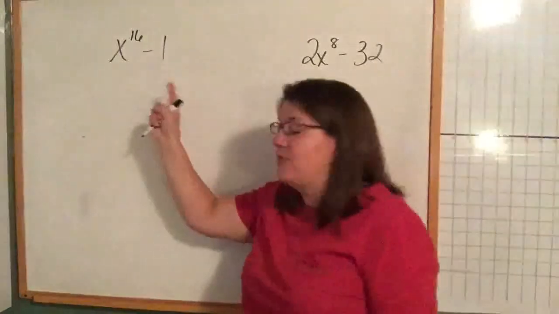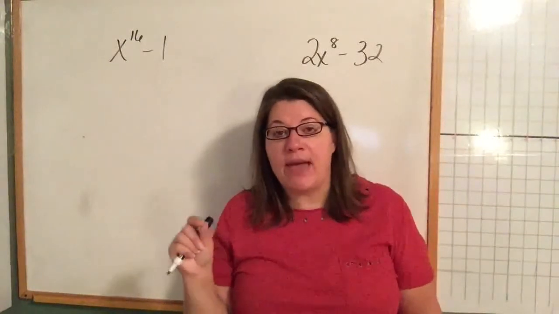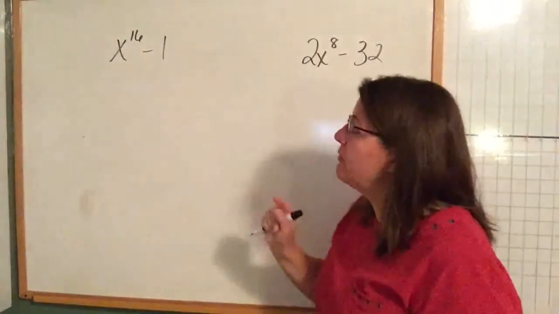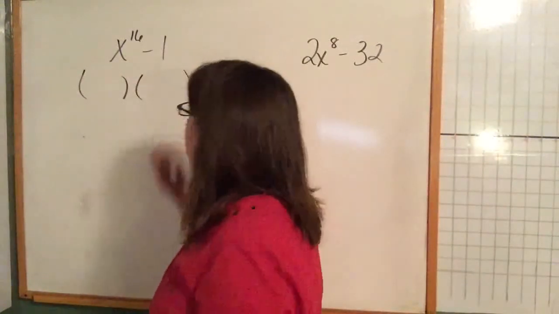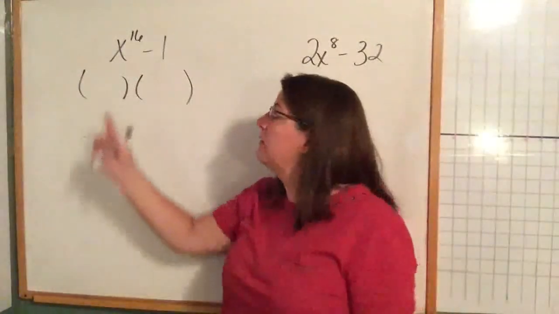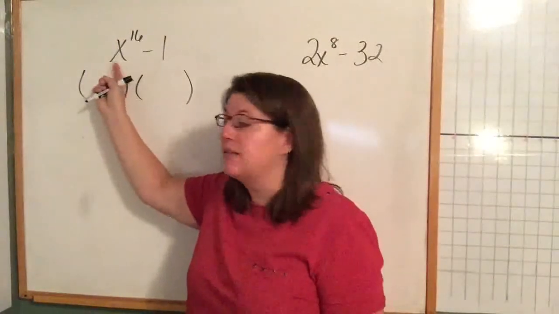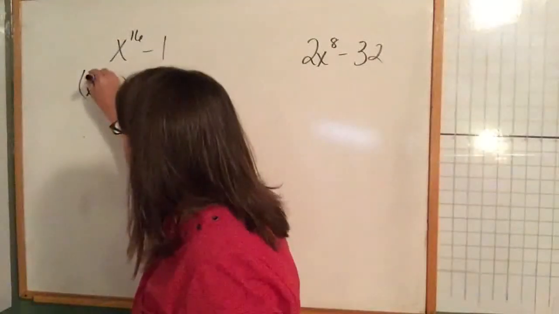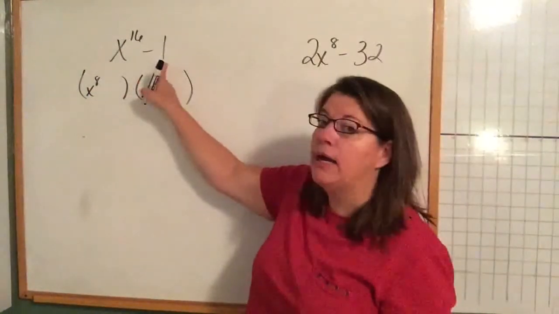So if I'm going to factor this completely, remember that's what your directions will say, factor completely, what you're going to have to do is figure out what the square root of each term is. Well, the square root of x to the 16th is x to the 8th. So we've got x to the 8th and x to the 8th. The square root of 1 is 1.